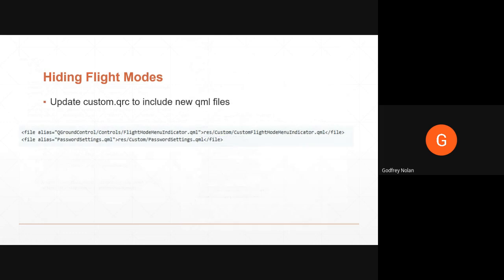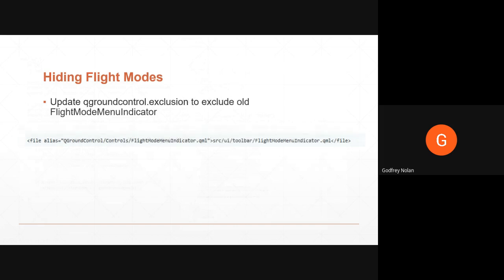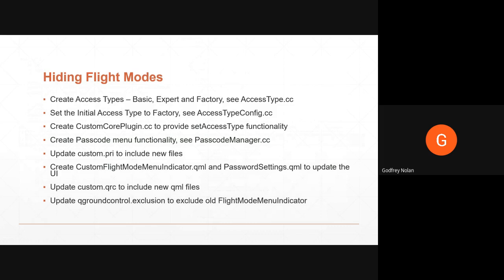And then update custom.qrc to include the new QML files. So we have the flight mode indicator, and then the password settings, which is a new file, and then you've got to make sure that you exclude the old file. So we exclude the old flight mode indicator. Okay, and then we have hiding the flight modes.